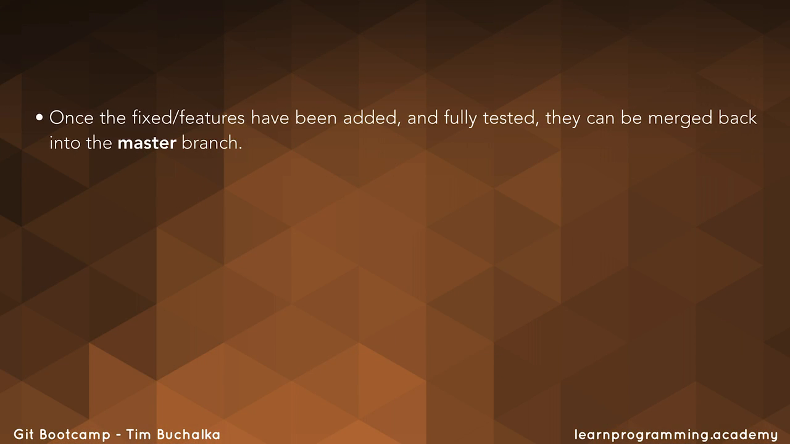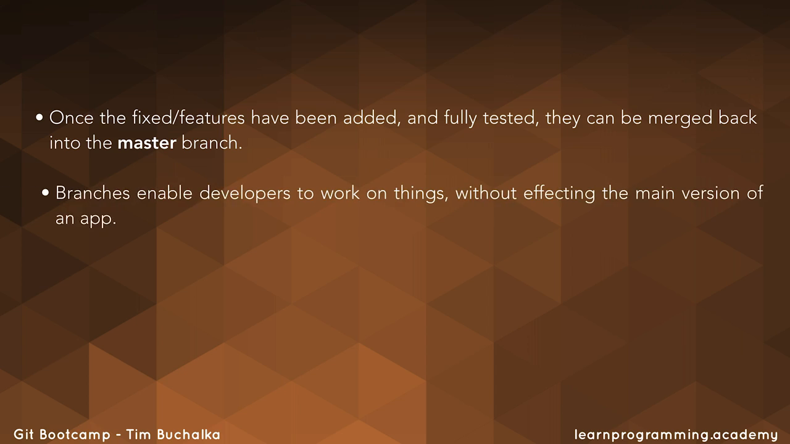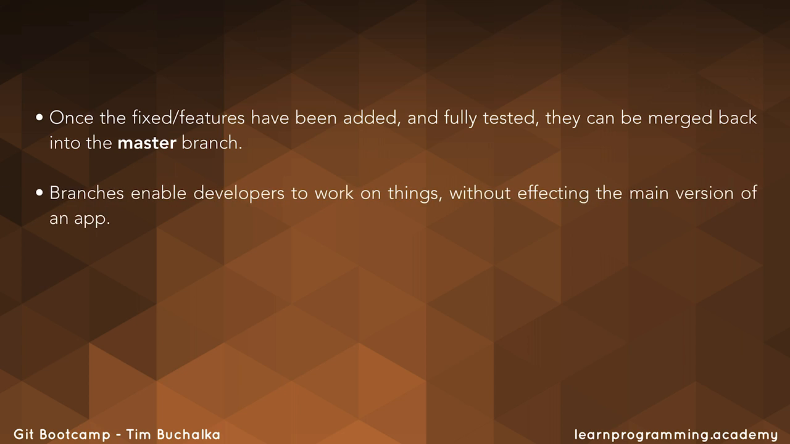So once the fixed bugs or features have been added and fully tested, then they can actually be merged back into the master branch. Now, this is one of the most powerful features of a branch. The fact is that you can work on it as virtually a separate version of your app, but you can then merge that back in at a future point in time if you so decide. Now, branches enable developers to work on things without affecting the main version of an app. That's really it in a nutshell.